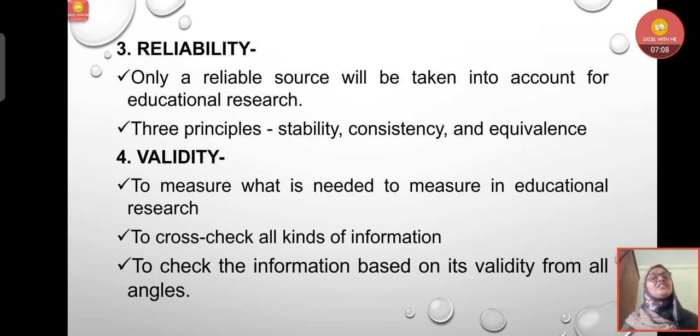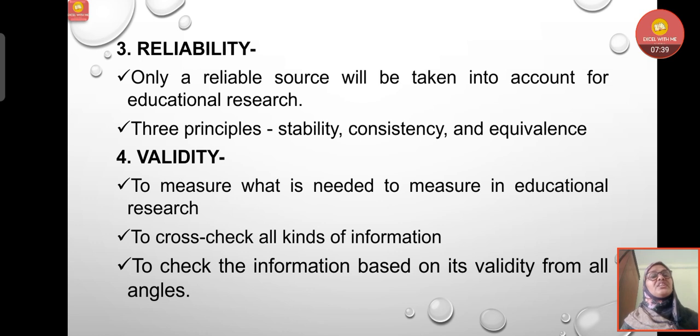Third is reliability. Only a reliable source will be taken into account for educational research. Suppose you are taking any tool. That tool, n number of times we conduct these tools or questionnaires or whatever on any subject, the result should be the same. That means that is reliable. Then 3 principles: stability, consistency, equivalence. These are the 3 principles of reliability.